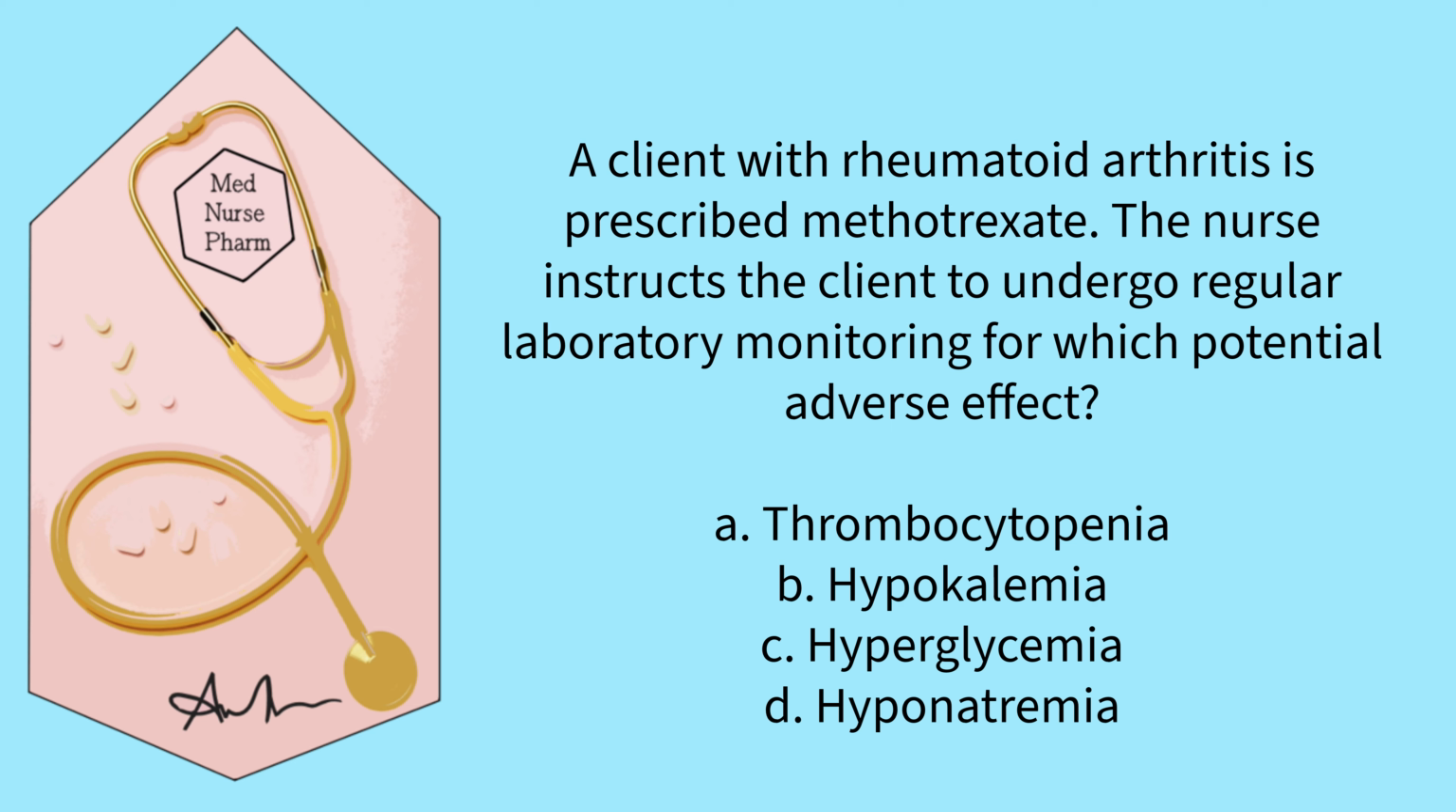Methotrexate can cause bone marrow suppression, leading to thrombocytopenia. Regular monitoring of complete blood cell counts is essential to detect and manage potential hematologic complications. B is incorrect. Methotrexate is not typically associated with hypokalemia. C is incorrect. Methotrexate is not known to cause hyperglycemia. D is incorrect. Methotrexate does not typically cause hyponatremia.